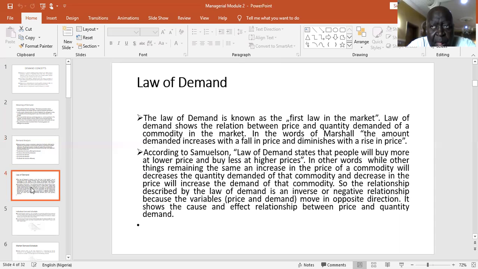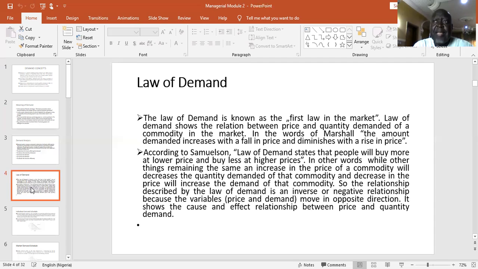Law of demand. The law of demand is known as the first law in the market. The law of demand shows the relation between price and quantity demanded of a commodity in the market. In the words of Marshall, the amount demanded increases with a fall in price and diminishes with the rise in price. I think this is a common thing. Everybody knows that the higher the price, the lower the demand. The lower the price, the higher the quantity demanded. People will buy more of a commodity at a lower price than at a higher price, or you can say people will buy less of a commodity the higher it is priced.